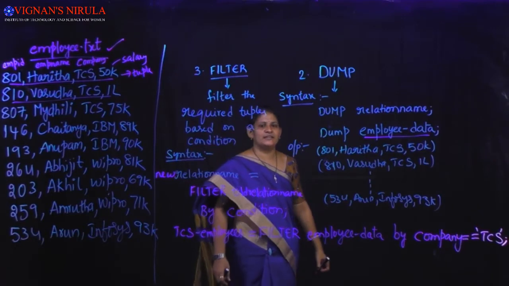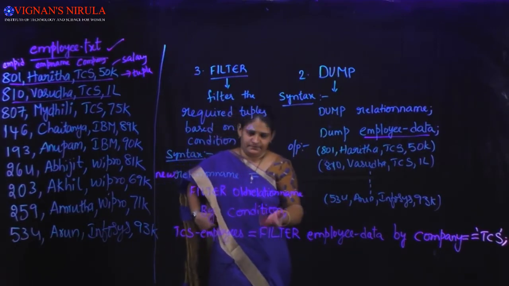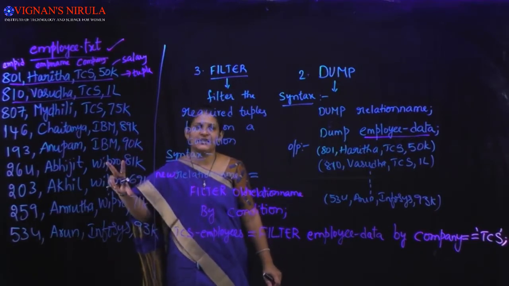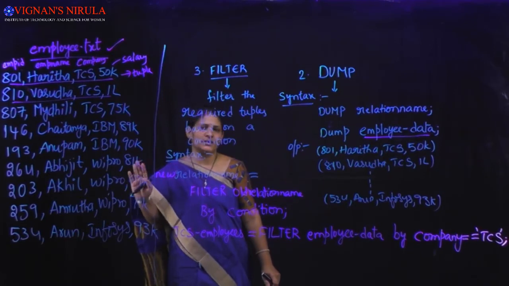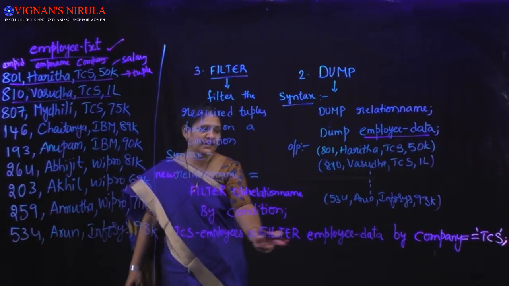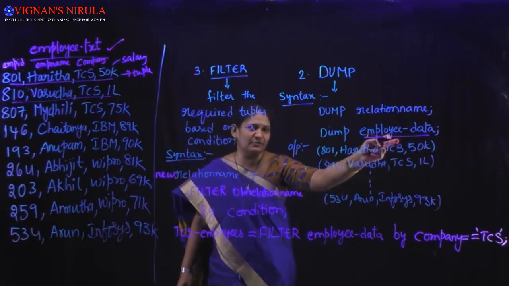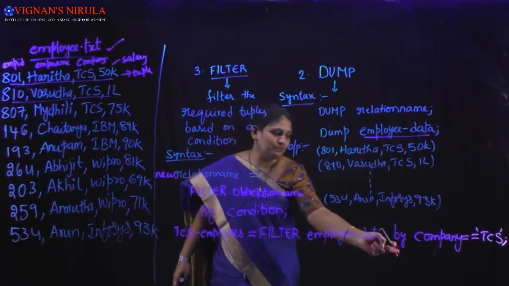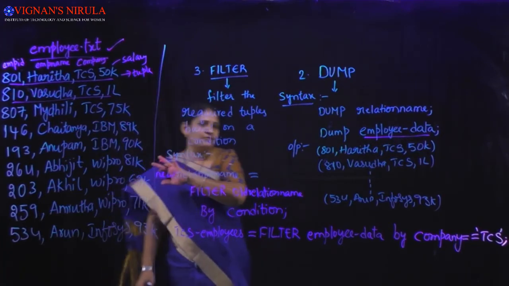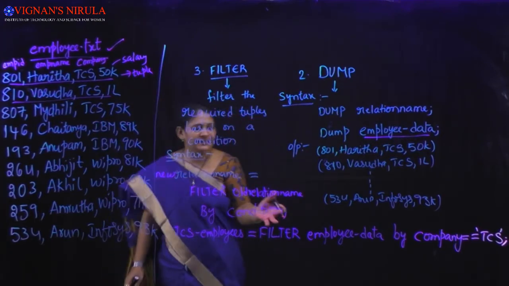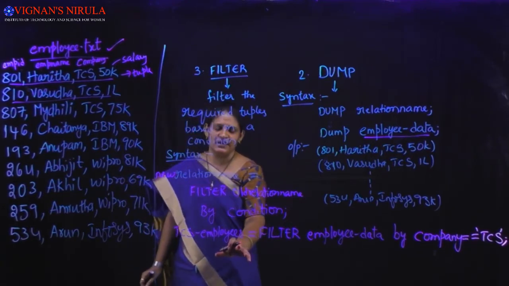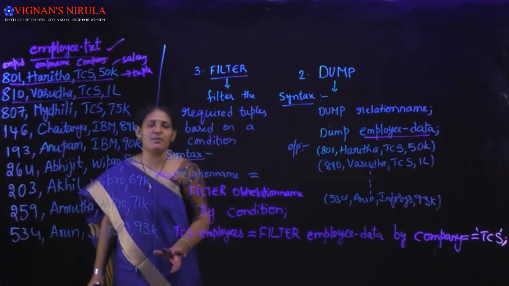Likewise, I can use a particular filter operator. I want to filter the data from the original data such that all the employees who are working in TCS are dumped as the output. So I'll be using the filter operator. The original relation is employee data, where the entire data is residing. By the condition company equals to TCS, all those records or tuples will be stored in this new relation, TCS employees. In this relation, now I'm having only 3 tuples.